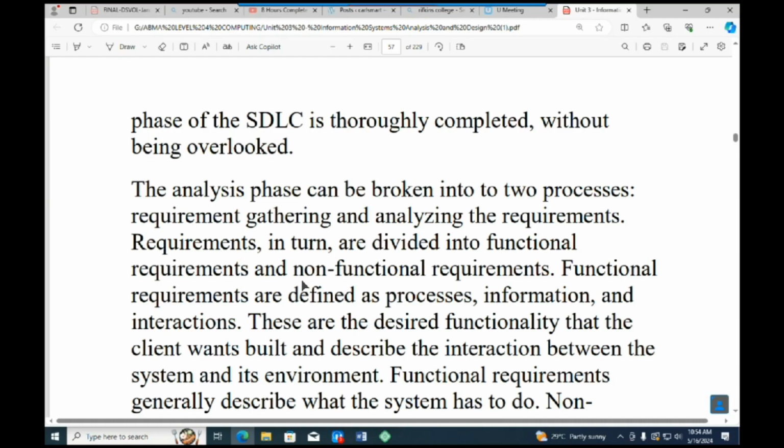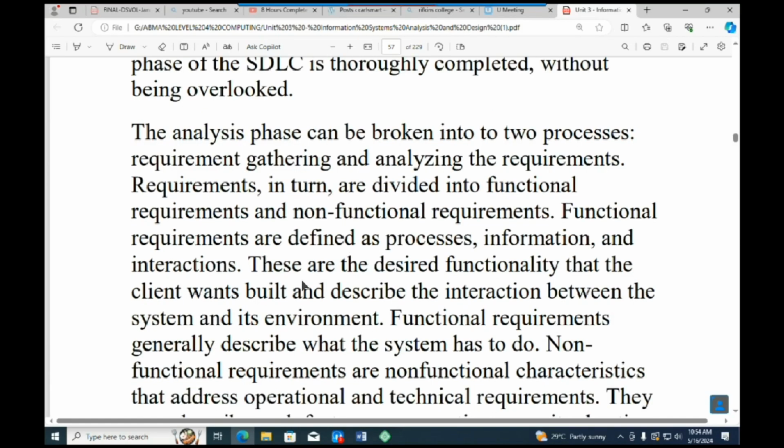Now, if we look at the analysis phase, we can break it into two processes. The two processes include, one, gathering the requirements, where we collect the requirements, and number two, analyzing the requirements.